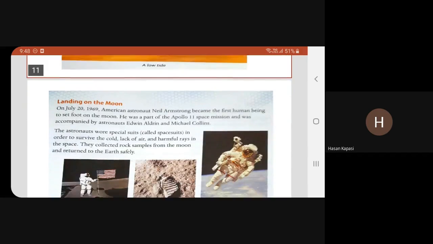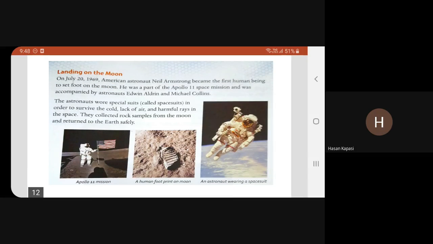Now comes the very interesting thing, landing on the moon. Okay. Now, yes, can you read it for us, beta?